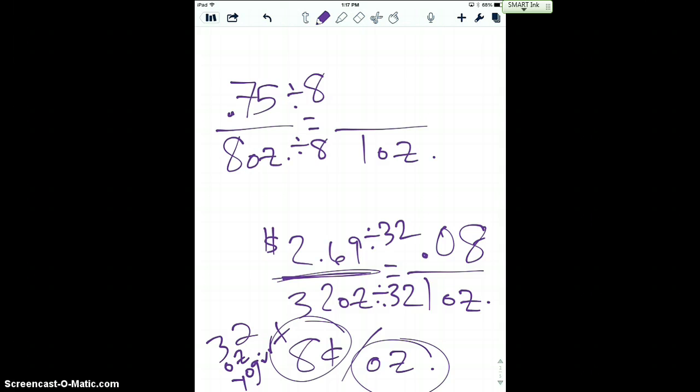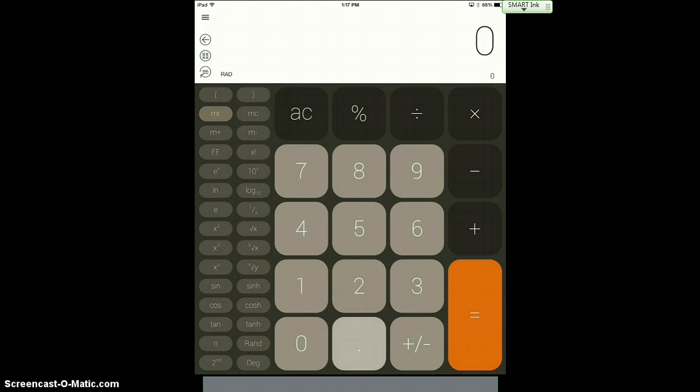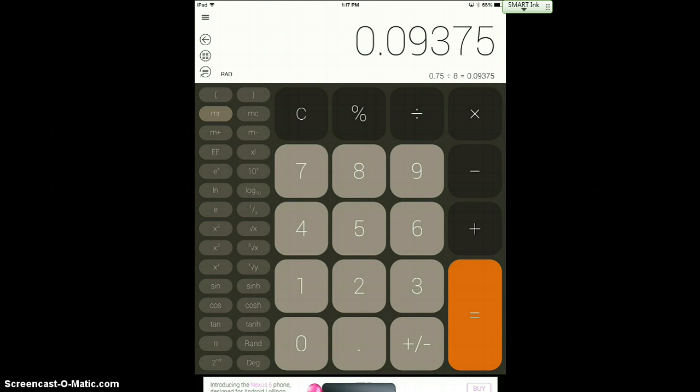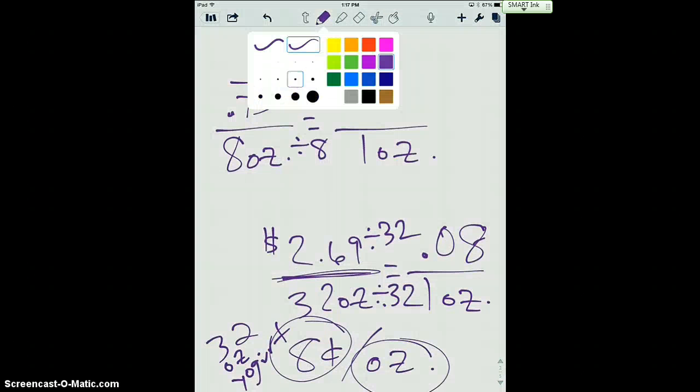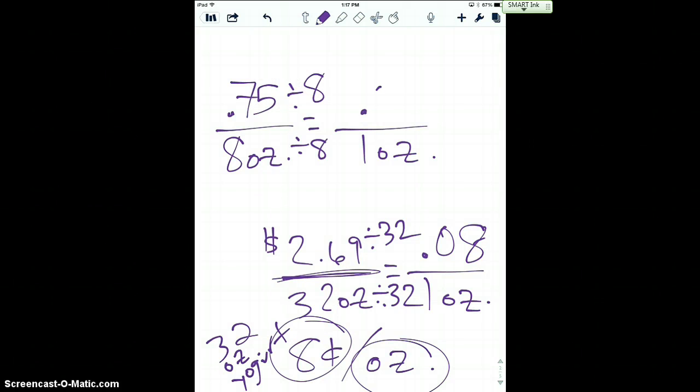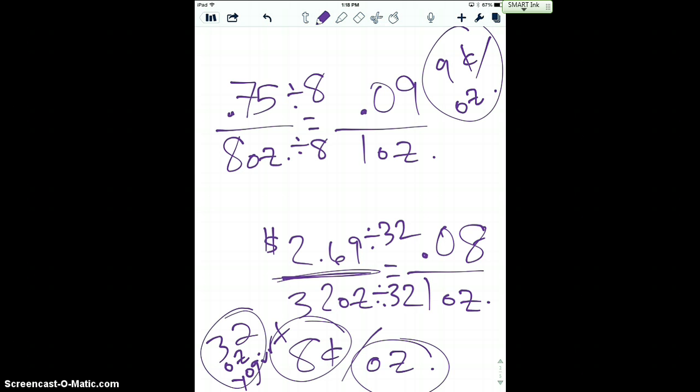So now on the calculator, I'm going to do 0.75 divided by 8. Oh, and there I have it. How much money? 0.09, which is 9 cents per ounce. So this one is 1 cent per ounce more expensive than the 32-ounce yogurt. So which one's the actual better deal? The 32-ounce yogurt, because the price per ounce is 1 cent cheaper.